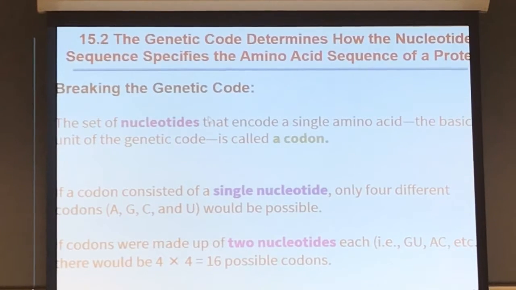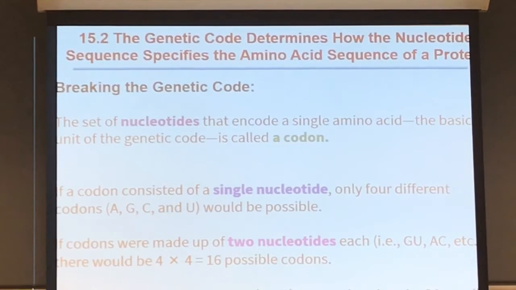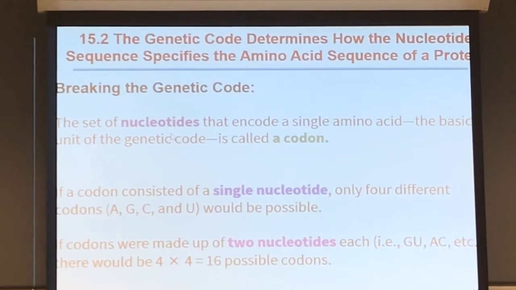Moving on to the genetic code. The set of nucleotides that encode a single amino acid is referred to as a codon. We now know that every codon has three nucleotides. That's what we know now. But initially when they started off, they did not know if the codon had two nucleotides, or three, or four.